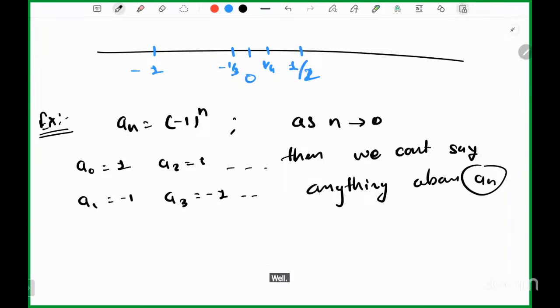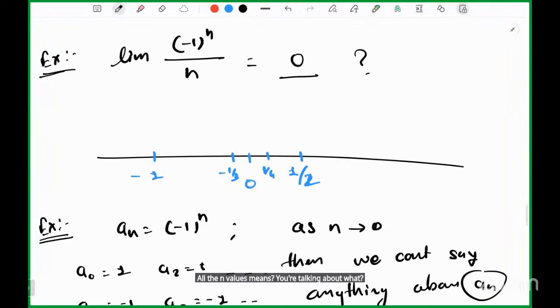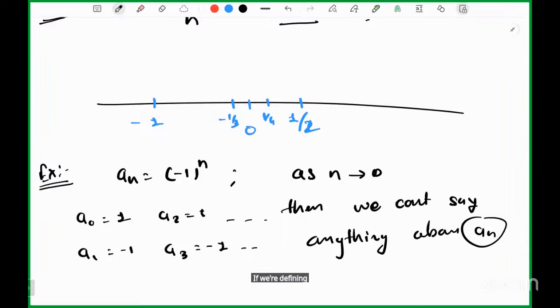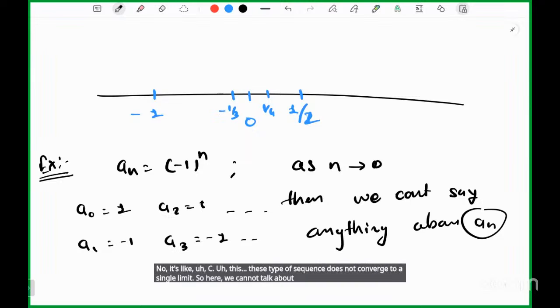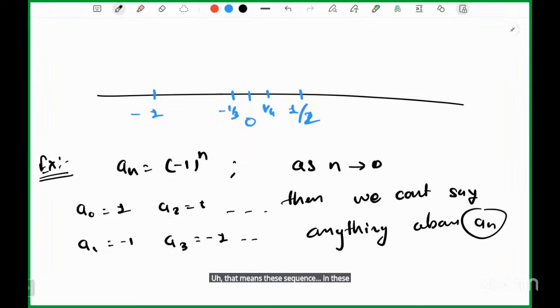So this is applicable for all the n values, I mean, a_n. If you are defining some a_n equal to some other values, then we cannot determine the exact value of a_n. So as n goes to infinity, we cannot say where it actually goes. This is a kind of exception. These types of sequence do not converge to a single limit, so we cannot talk about the limit. You can say that the limit does not exist.